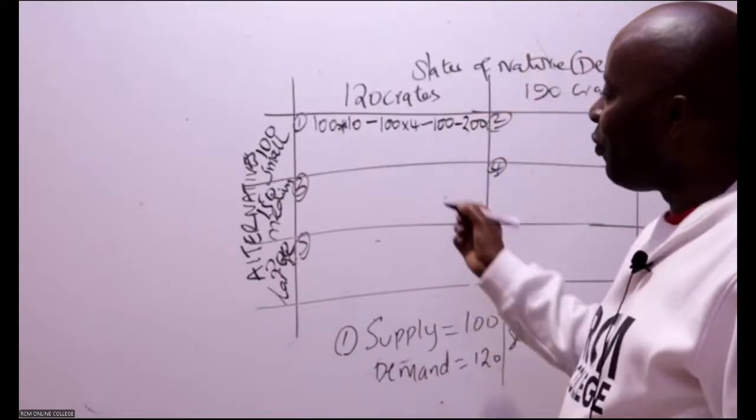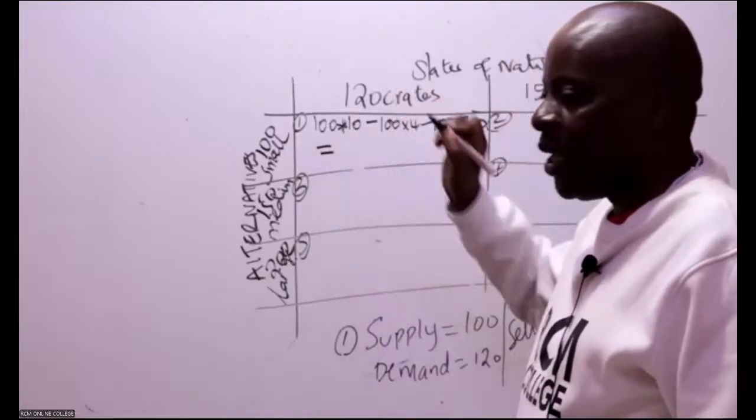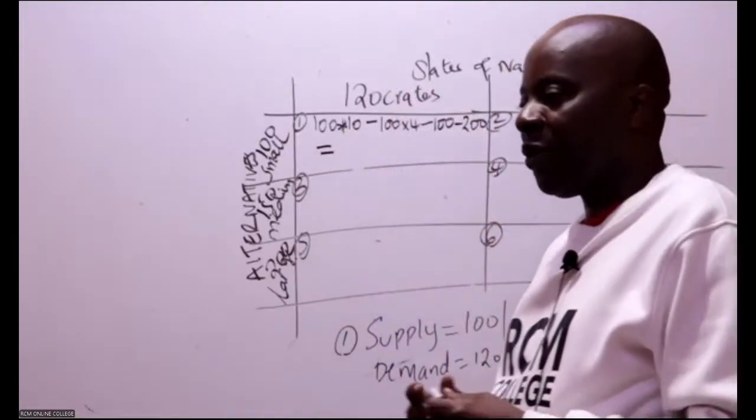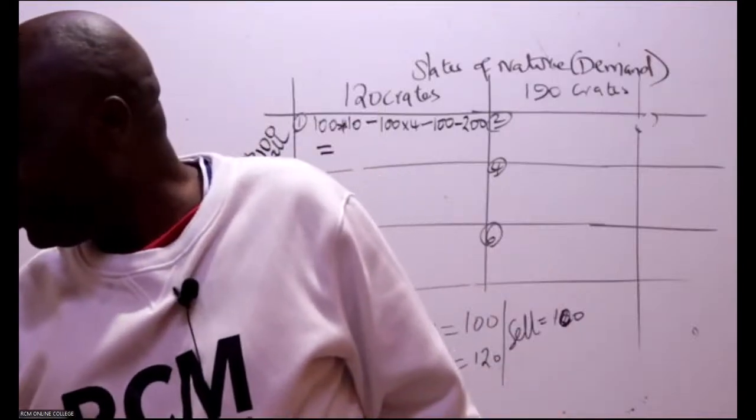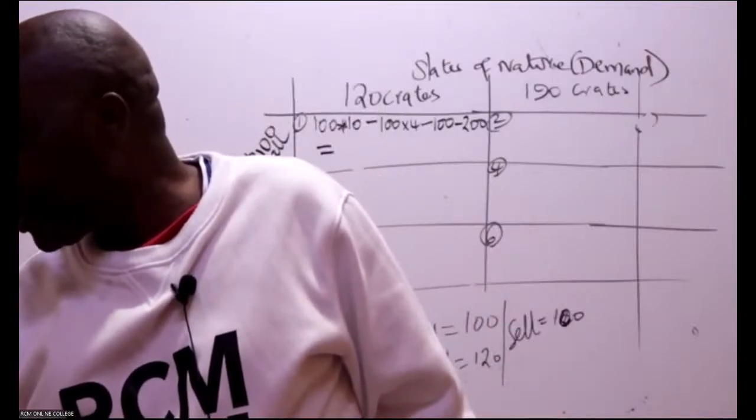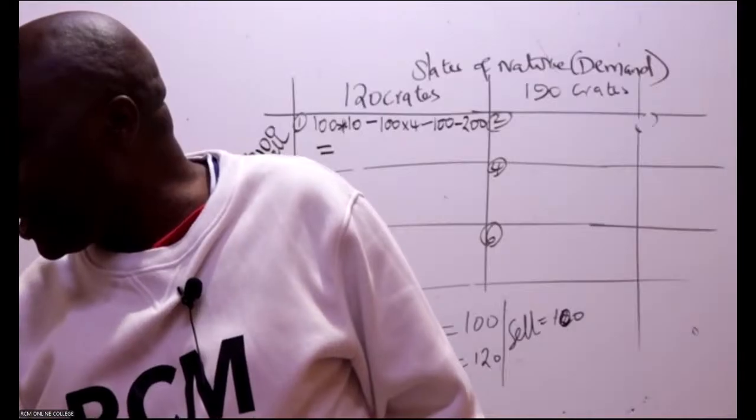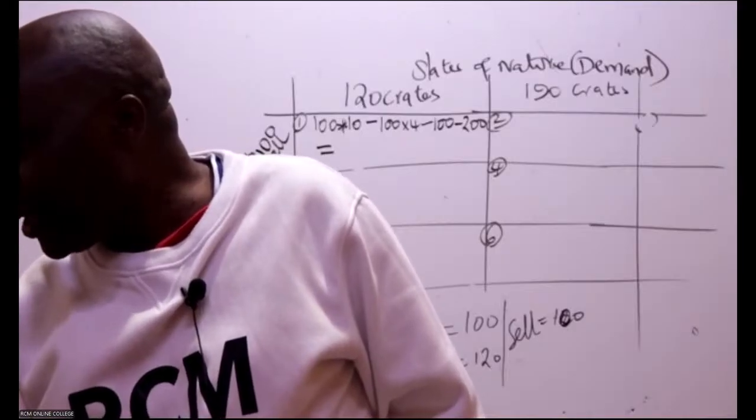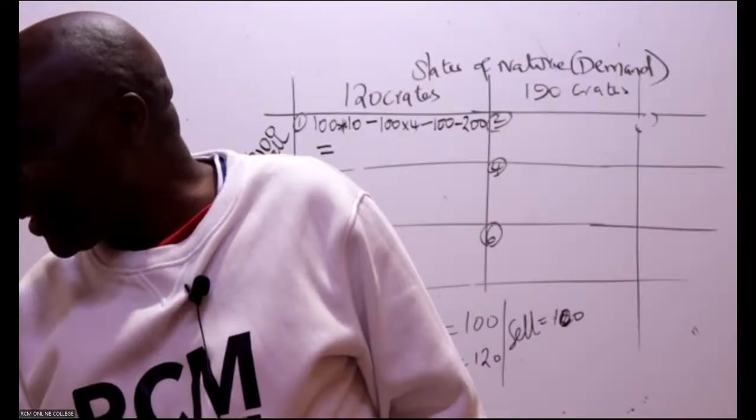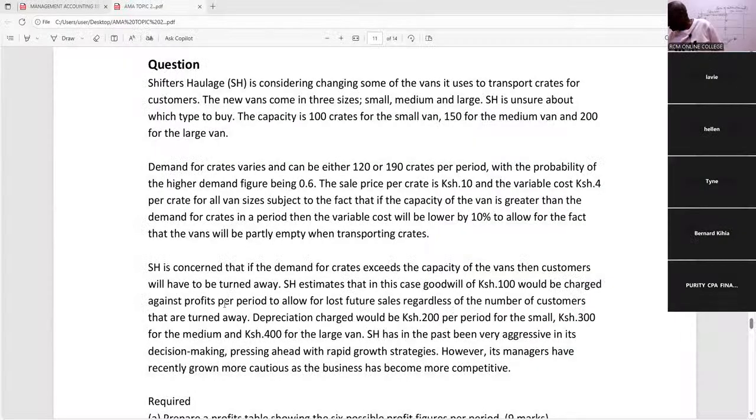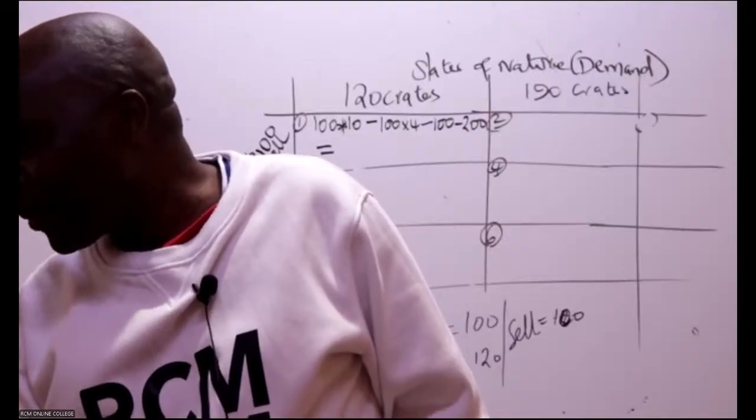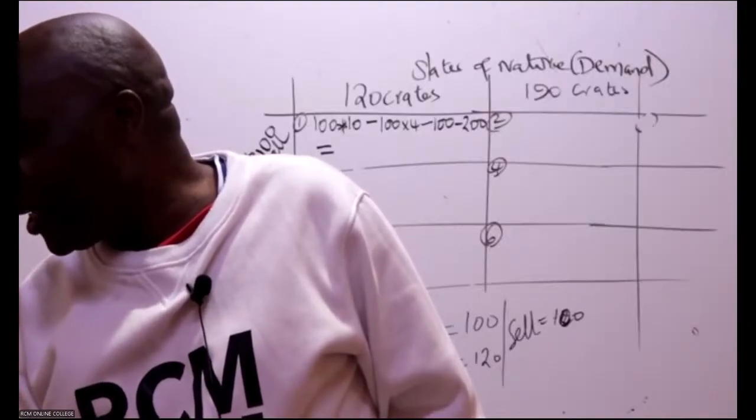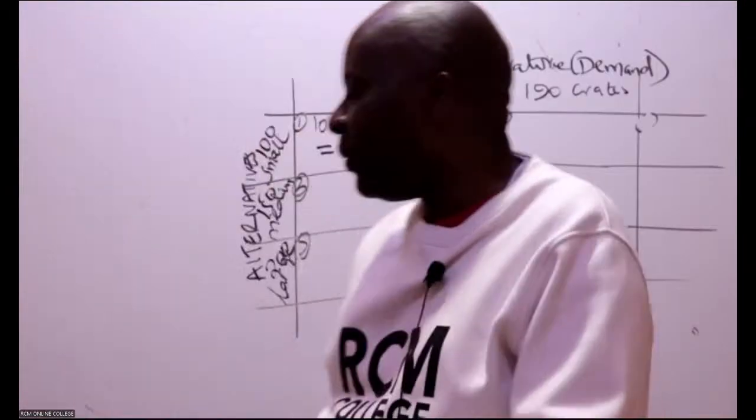So then are you able to give me the profit to ensue here? Profit to be realized. Oh, small van is 300. Small van, what is the depreciation for the small van? Depreciation charged would be 200 per period for the small, 300 for medium. I'm now dealing with a small van. Oh, you're giving me the final answer, right? They're giving me the profit is 300.